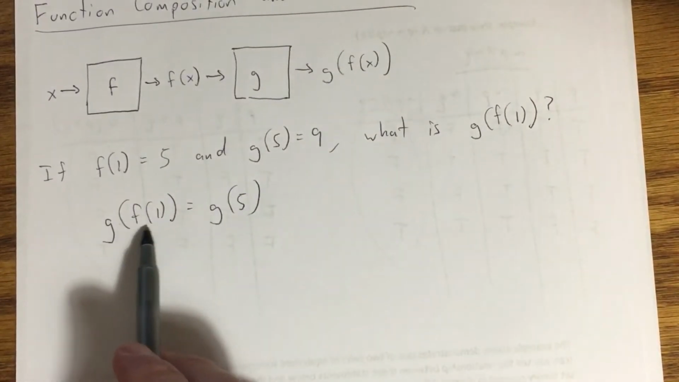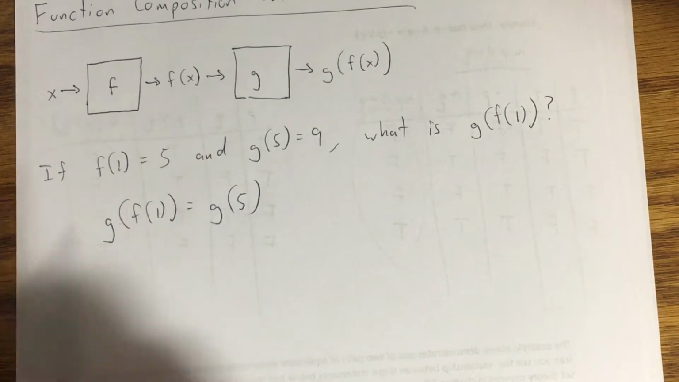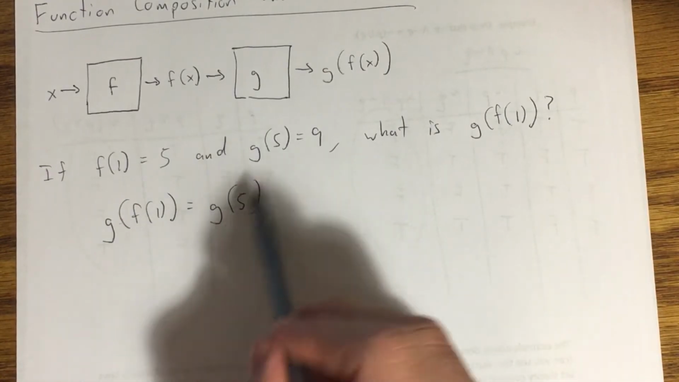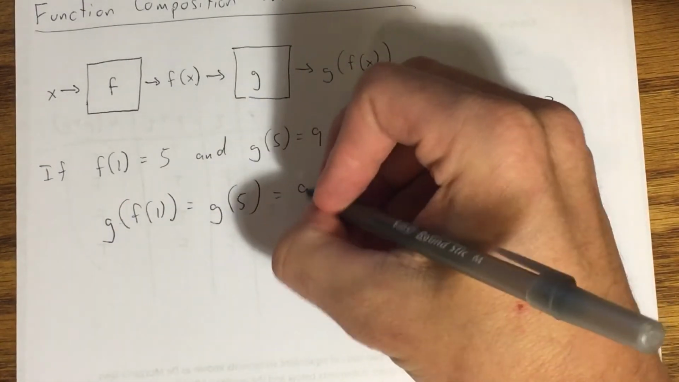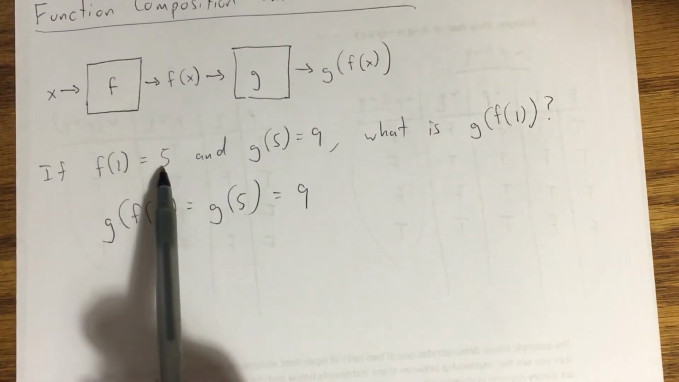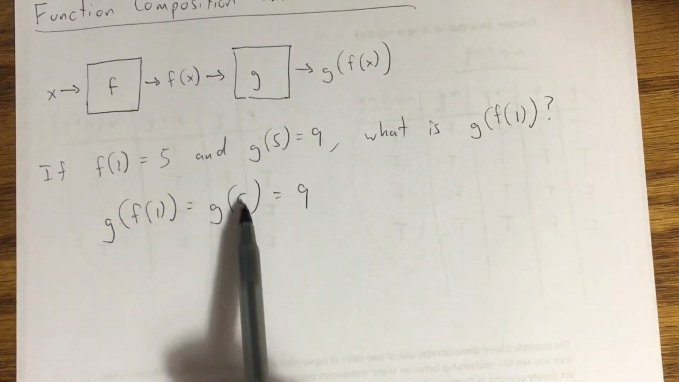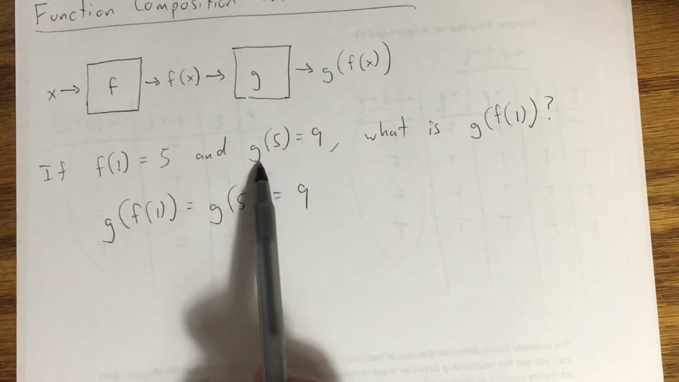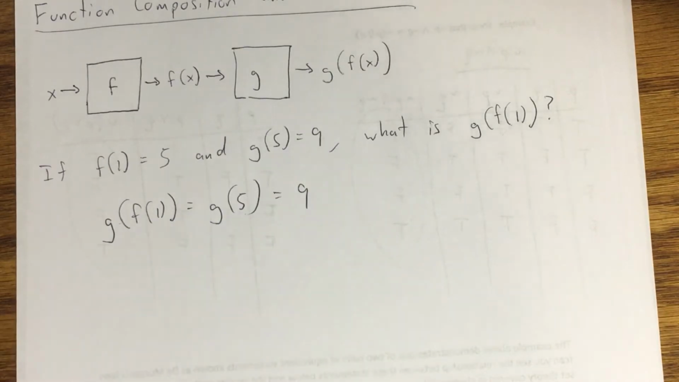Notice I've evaluated the f of 1. It's equal to 5 based on the information that I'm told up here. g of 5 we're told is equal to 9. And so what happened was the output 5 was used as the input for the second function g, giving us a new output of 9.